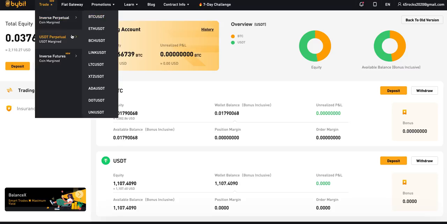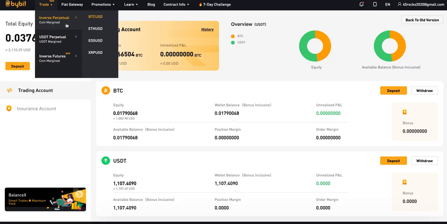Okay, so let's talk about the different types of pairs that we can trade here. First, we have the inverse perpetual coin margined contracts. And basically, guys, what these are, are trading pairs where you are actually earning crypto as your profit. A lot of people ask, hey, Jason, I hear a lot that you trade 1x leverage. What's the difference between trading 1x leverage and just holding Bitcoin and then selling the profit?